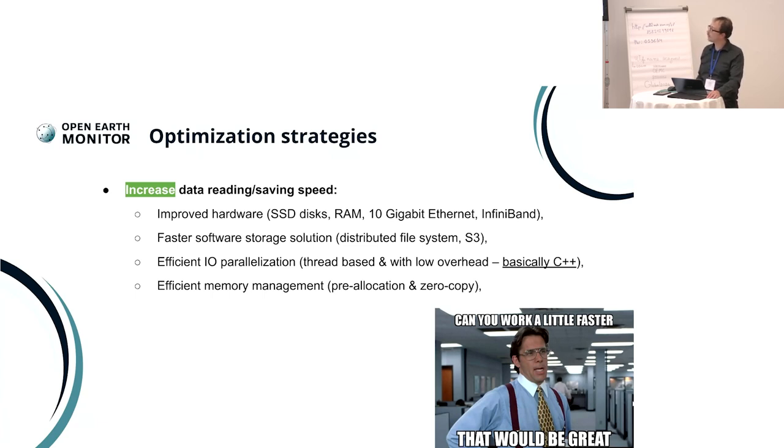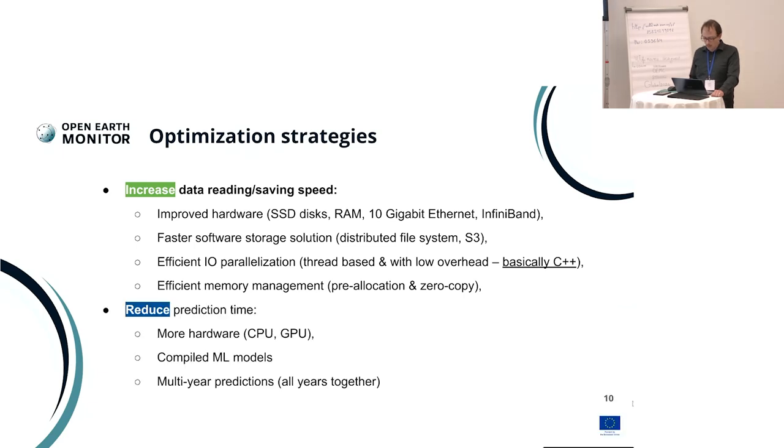And of course, if we are predicting large amounts of pixels, that might make a lot of difference. We are talking about reducing by days the computation time and the time to produce the final map. So you can also work on reducing the prediction time, right? And to reduce the prediction time, again, more hardware. This is a bit easier if you just have more servers around. So if you are in the cloud, you can just hire more servers and scale your process.